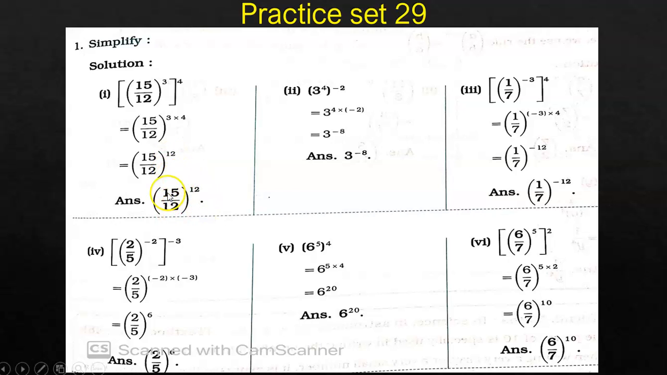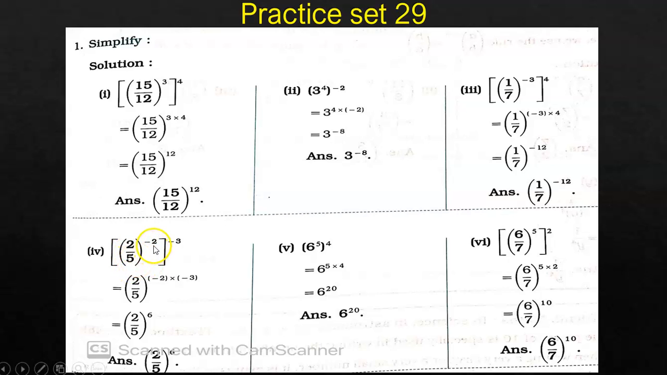If you are further asked to find the value, then you will solve this further. But the question is simplify, so you will stop over here. Next, 3 raised to 4 the whole raised to minus 2 will be 3 raised to 4 into minus 2, which is 3 raised to minus 8, your final answer. Third one, 1 upon 7 raised to minus 3 the whole raised to 4, which is 1 upon 7 raised to minus 3 into 4. Please write the law over here, even over here, which is minus 3 into 4 is minus 12. So that's your final answer.